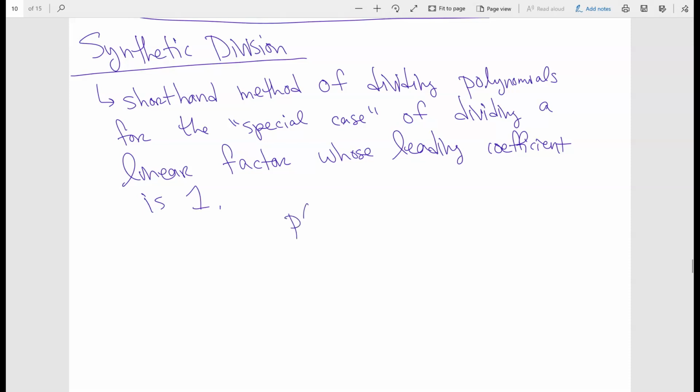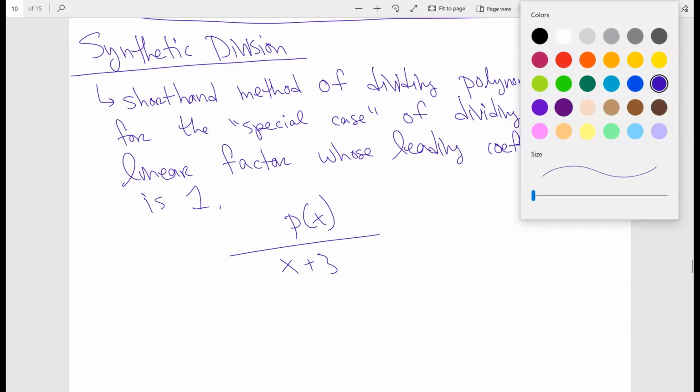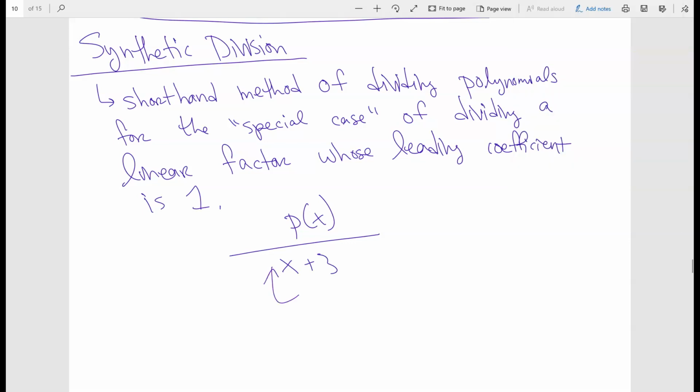So let's say you have a polynomial and you're dividing it by a linear factor like x plus 3, or it could be x plus 2 or x minus 3. As long as the leading coefficient of this factor is a 1, then you can use synthetic division. Now, if it's a 2, you can still do it. We're just not going to look at those cases.